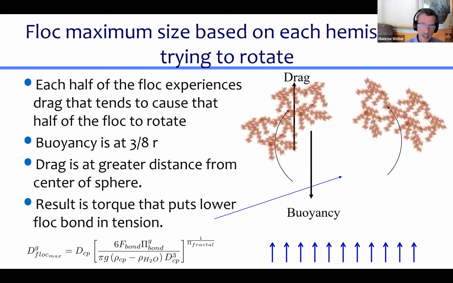You can actually, here I have the equation at the bottom again for what the diameter of that floc is. You could also solve for the terminal velocity of that floc. And you know what that means? It means that there's a maximum terminal velocity for flocs that you can get as a function of what the floc is made of, like how dense its core particle is.